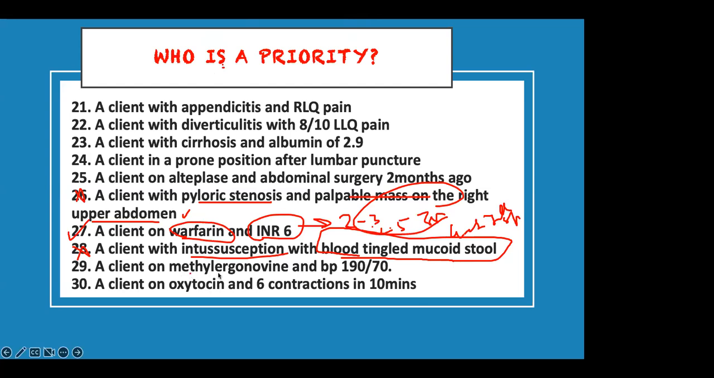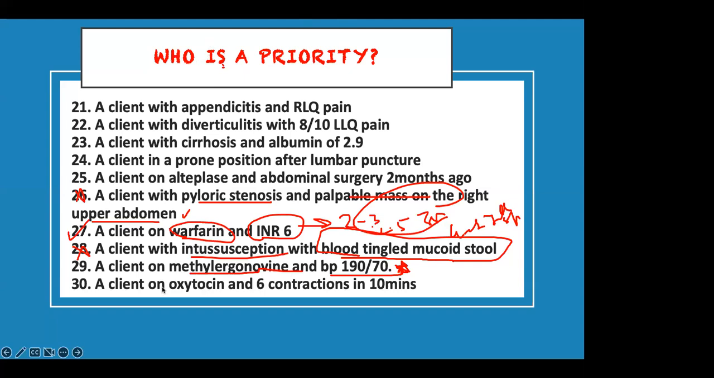The client on methylergonovine and a BP of that. What do you guys think? Pharmacology, OB pharmacology. I taught you this already. This is a contraindication. Uncontrolled hypertension should not get this medication because it causes vasoconstriction, and that will give them a stroke. This blood pressure is uncontrolled. This is a medication that causes vasoconstriction, and that will worsen the problem. So you should avoid it.